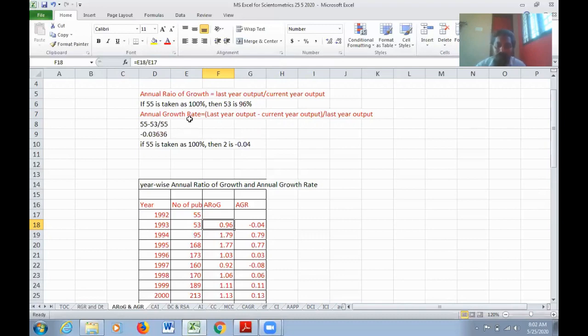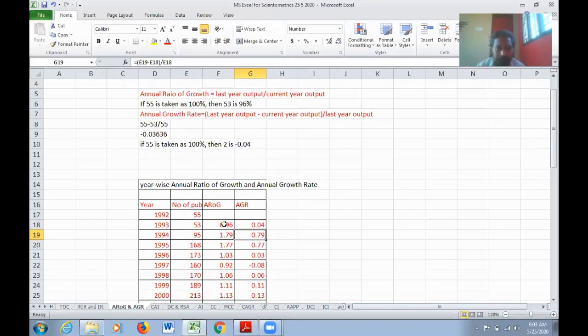Now, what is annual growth rate? It says last year output minus current year output divided by last year output. So you can see here, E18 is the, what is E18? This is E, this is 8, this is E18 is the current year output. But the formula says that last year output minus current year output, isn't it? So when you say last year output is E17. So let me just change the formula. I think E17 minus E18 divided by E17.